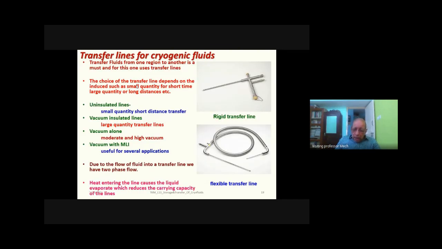I think this is good enough for our discussion on cryogenic storage tanks. I will now discuss transfer lines. The transfer lines are very much required for the cryogenic fluids. You transfer the fluids from one region to another, and you require the cryogenic transfer lines. The transfer lines can be made up of either rigid lines or flexible transfer lines.